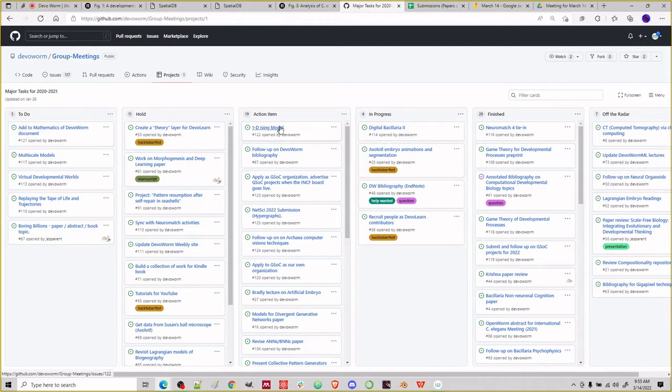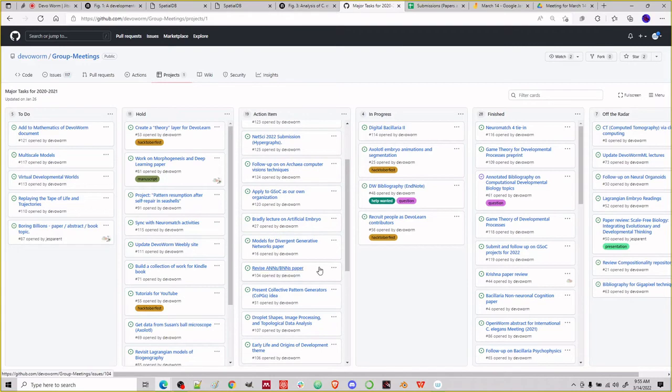We have things like the 1D Ising model. I don't know if that ever went anywhere. I think people are still thinking about it. The hypergraphs submission was something that I showed last week, and the submission is finished, but now there's some more work to do on that. Apply to GSoC as our own organization: unfortunately, we didn't get selected as an organization, but we're still participating through INCF. We applied as our own organization this year, but that didn't happen. That's fine. We're just trying to maybe get more slots.